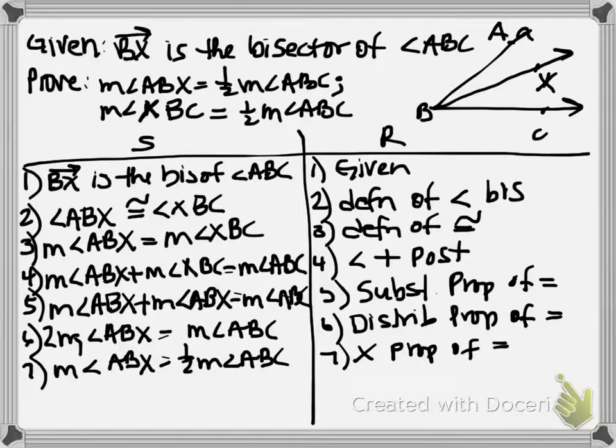And then that's the first one. To get the second one, we're going to take statement 3, where we had some equality going on. So we're going to take the measure of angle XBC and substitute it in for the measure of angle ABX.